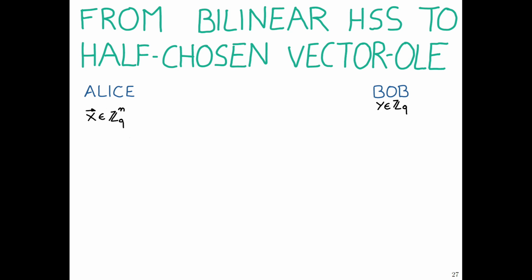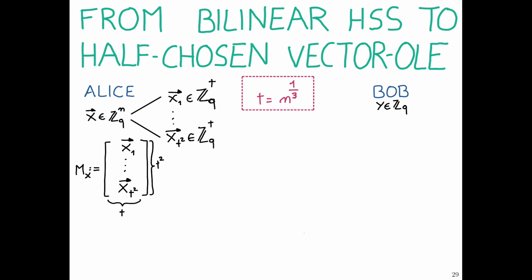In more detail, this is how message reuse gives the succinct half-chosen vector OLE. Let t be the cube root of n, and split up Alice's input x into t squared vectors, each of length t. These can be arranged into a t squared by t matrix, Mx. Meanwhile, Bob prepares his input matrix, My, to multiply Mx with. To scale every element of Mx by the same amount y, Bob sets My to be y times the identity matrix.